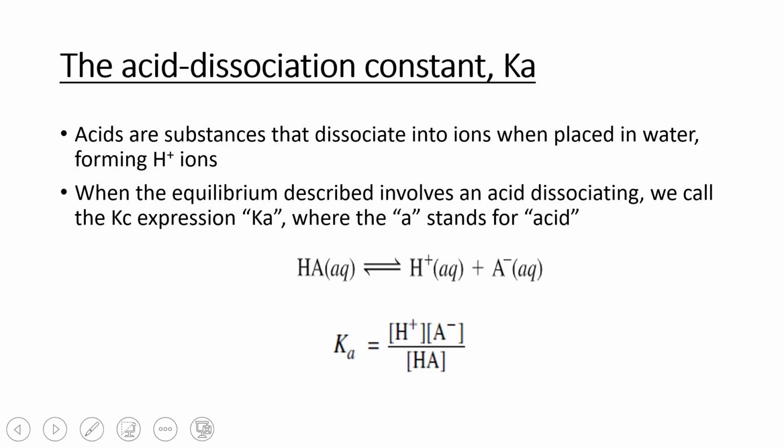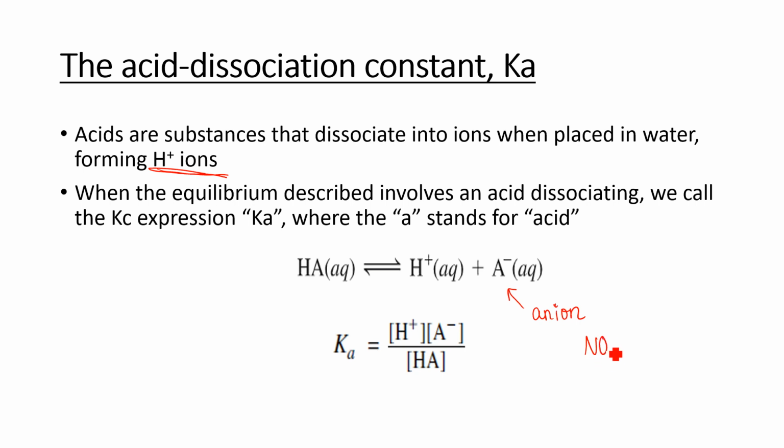The other system we're going to look at is the acid dissociation constant, which we call Ka. Acids are substances that dissociate into ions when placed in water, forming H+ ions. So when one of the ions you form is H+, that substance is an acid. And when the equilibrium described involves an acid dissociating, we call the K expression a Ka, where the A stands for acid. Here is a generic form for an acid. In this case, the A- is just a generic form for anion. That could be any anion.